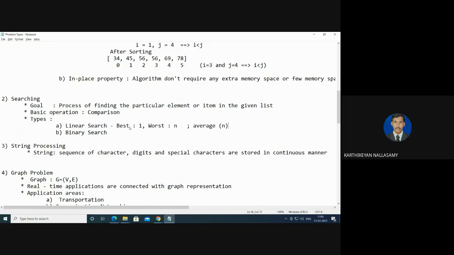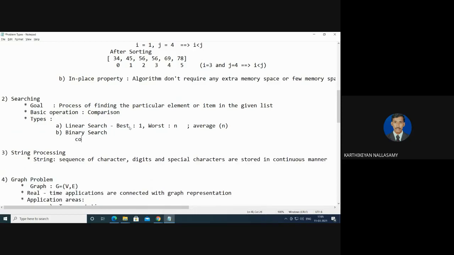That is (n+1)/2, so generally it will be represented by n. For binary search, the prerequisite is mandatory: the input elements must be in either ascending or descending order. Only if they are in one of these two orders is binary search applicable.